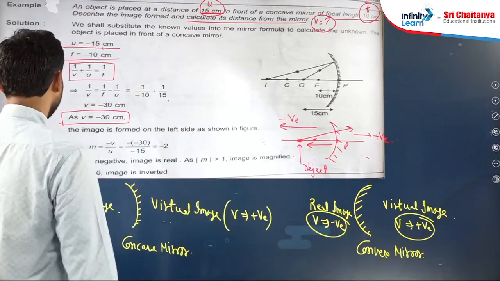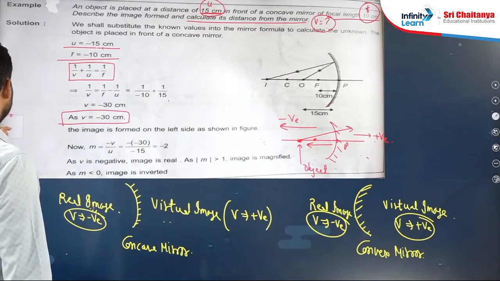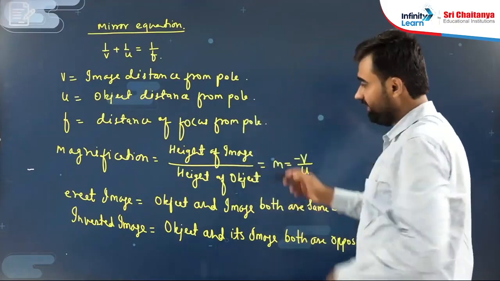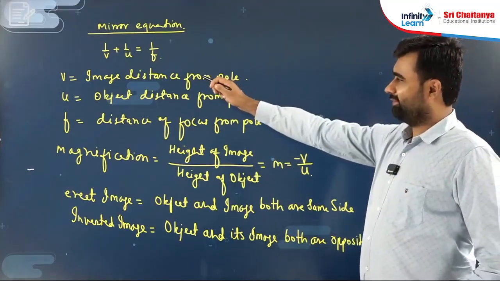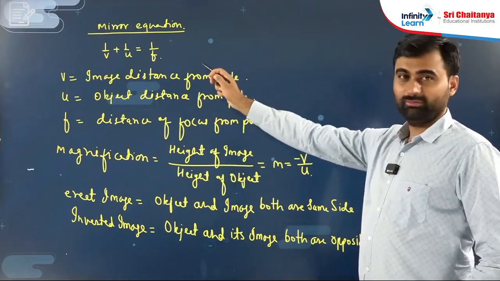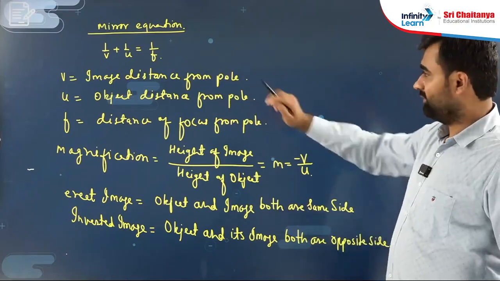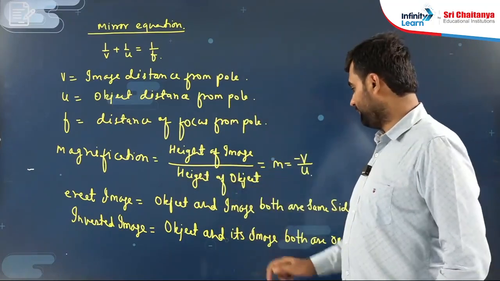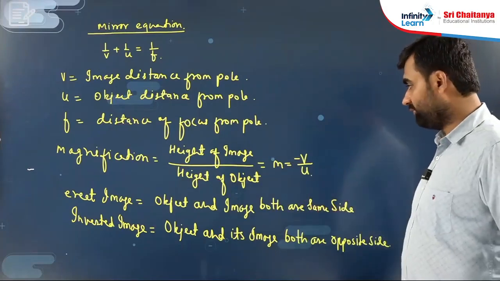Okay, and we discussed real object and virtual object. The mirror formula we discussed: 1/V plus 1/U equals 1/F. In this formula all values we have to put with sign. Magnification we discussed: height of image by height of object, and the formula is minus V by U.